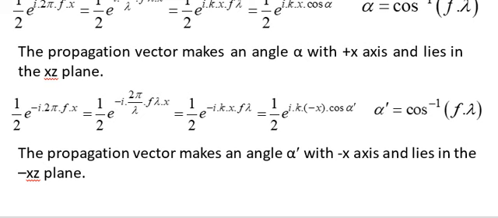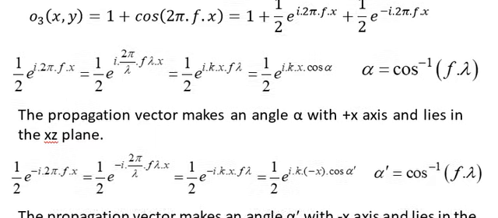So let's analyze the second exponential in the cosine function, that is half e to the power minus iota 2 pi fx. Again we write it in terms of the propagation constant k, and at the end we have half e to the power iota k, within the bracket minus x multiplied by cos of alpha prime. Here alpha prime is equal to cos inverse of f lambda. The propagation vector makes an angle alpha prime with the minus x axis and lies in the minus xz plane.